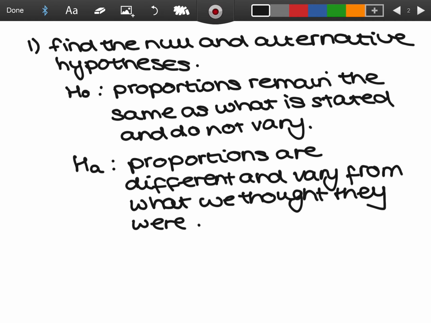Your null and alternative hypotheses are always stated in this way. Your null hypothesis is that your proportions do not vary from what your initial guess was. Your alternative hypothesis is that the proportions do vary because we've got this other data where our actual values were different than what we initially thought.